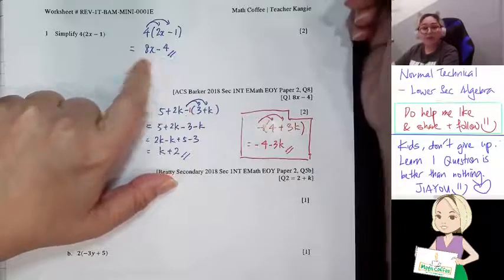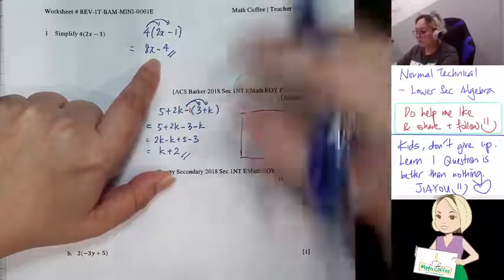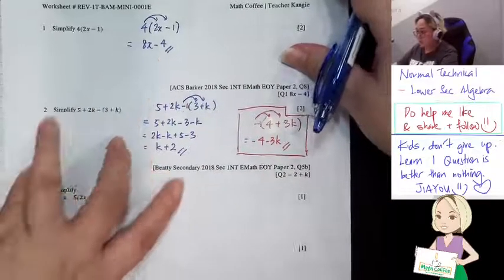And 8x minus 4, they are not like terms. It's like 8 apples minus 4 oranges, so you cannot simplify further. You just leave it as it is. Okay, so let's move on to the next.